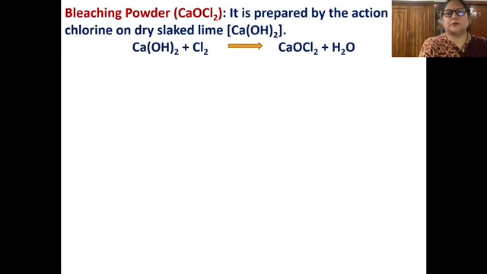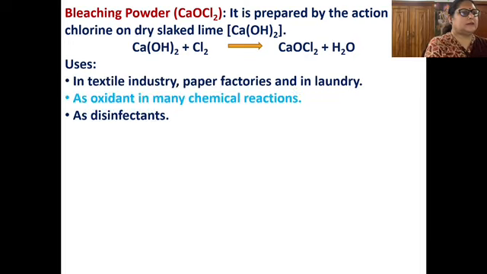Now bleaching powder. Bleaching powder is the common chemical we use to clean our floor. Though the actual formula is not given here, the simplest formula is CaOCl2. We can prepare bleaching powder by passing chlorine gas through calcium hydroxide. That means it is called slaked lime. That means by passing chlorine gas through slaked lime we can prepare bleaching powder.